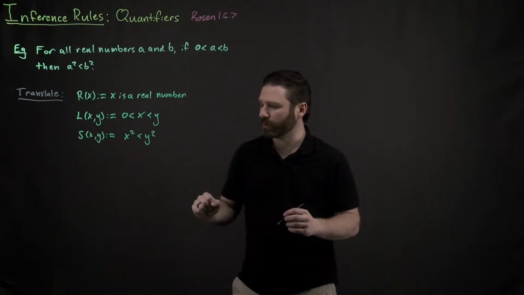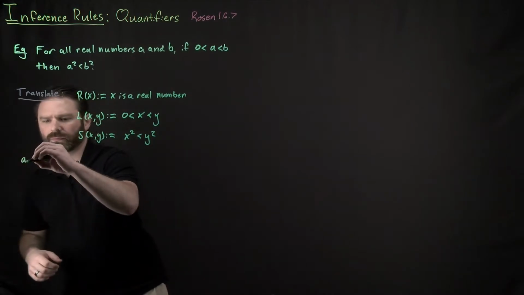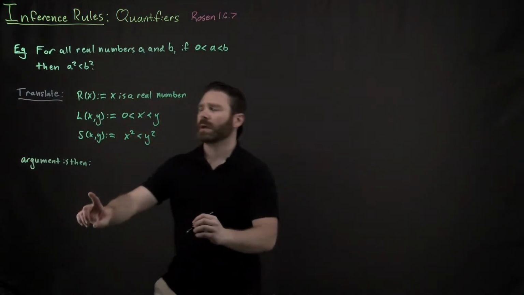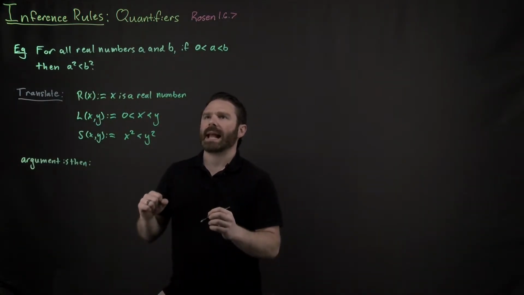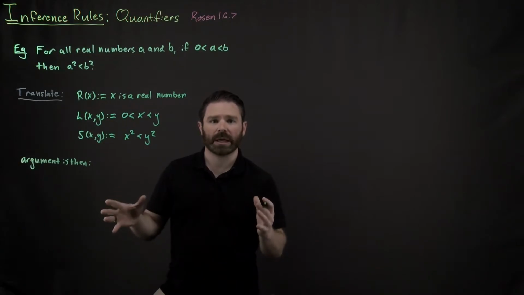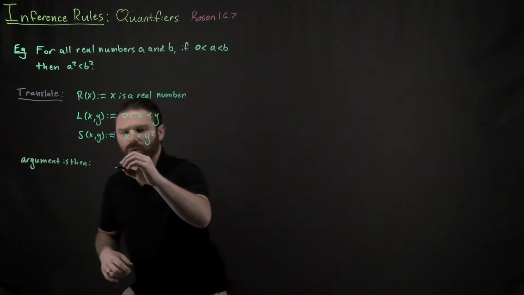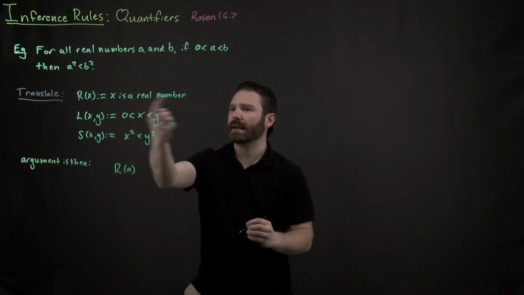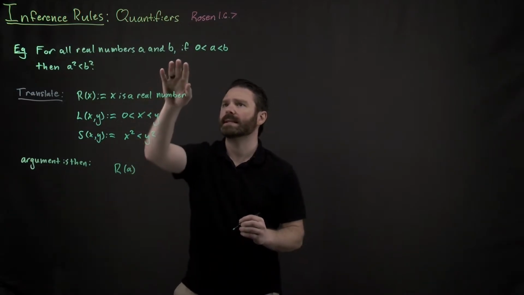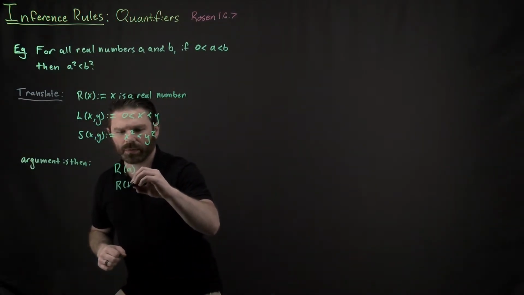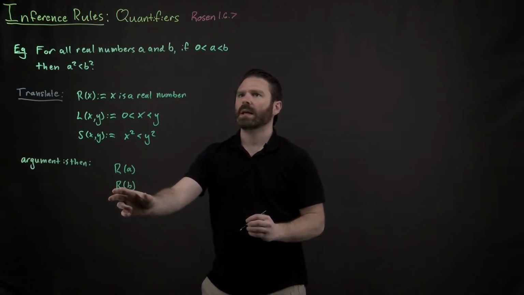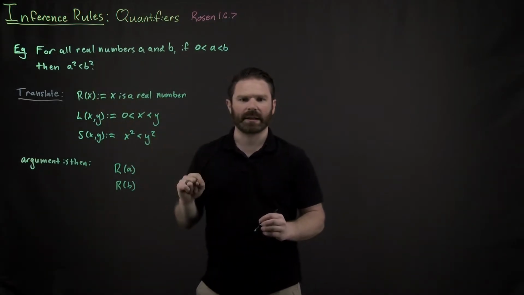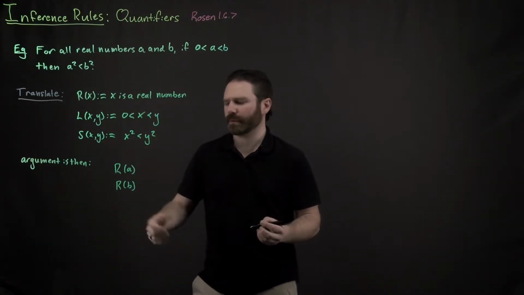So then our argument really becomes the following. For all real numbers a and b, so making an assumption that I'm only talking about real numbers, our first hypothesis is that a is a real number. Our second hypothesis is that b is a real number right here. And then my conclusion is that if this inequality is satisfied, then that inequality is satisfied. And so that's my conclusion.